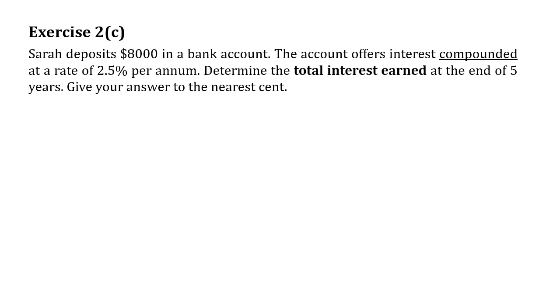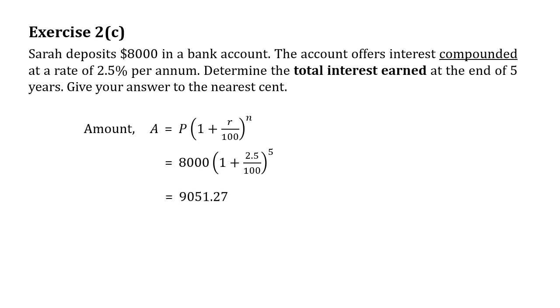Next example, similar scenario, deposit amount is $8,000. It is again compounded interest, this time round 2.5% per annum. Per annum is simply per year. This time round, the question is not asking for total amount in the account, but is asking for the total interest earned at the end of 5 years. We will still start with the same compound interest formula to calculate the total amount at the end of 5 years.